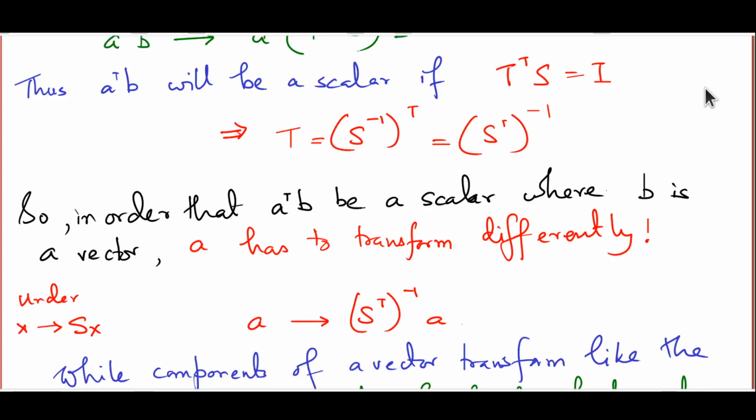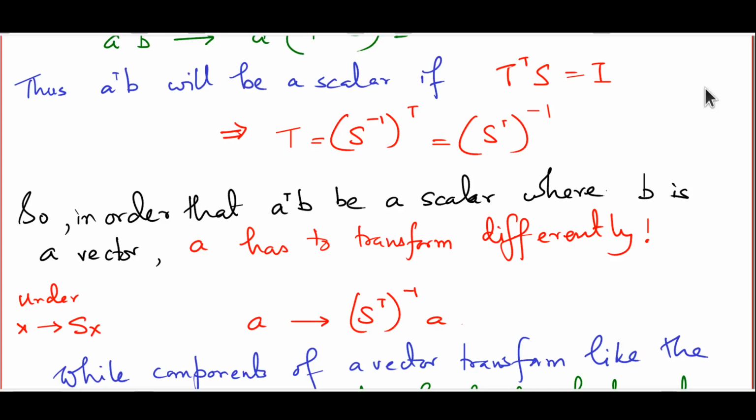Under x going to Sx, A must go as S transpose inverse times A. Whereas the matrix which multiplies the coordinate column vector to give you the new coordinate column vector is S, and that is the same matrix that is used for vectors. For this kind of object which produces scalars out of vectors, the transformation matrix must be S transpose inverse.